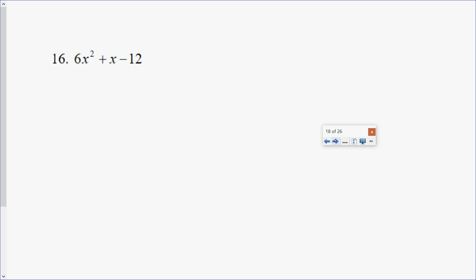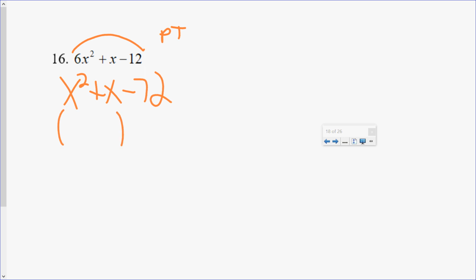Okay, now that you tried it on your own, is there a GCF? No. There's 3 terms. There's something in front, so it's a tricky trinomial, bridge method. X squared plus x minus 72. I factor it normally. A lot of things multiply to 72. First sign comes down, positive, and a negative is a negative.